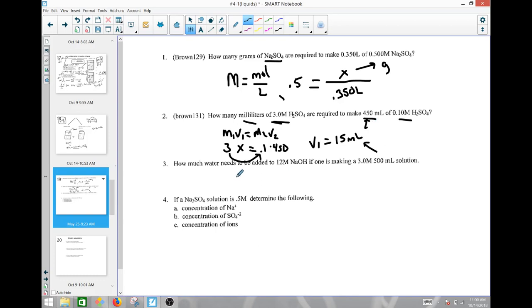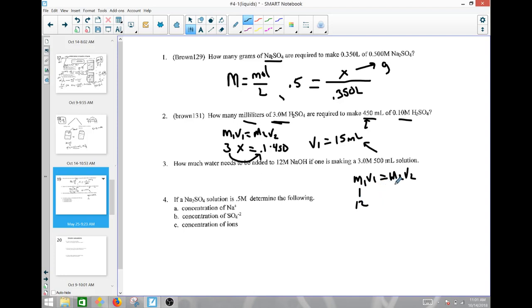How much water needs to be added to a 12 molar NaOH if one is making this concentration of that? Okay, so let's do this. M1V1 equals M2V2. M1 is 12. V1 is, well, I don't know V1.